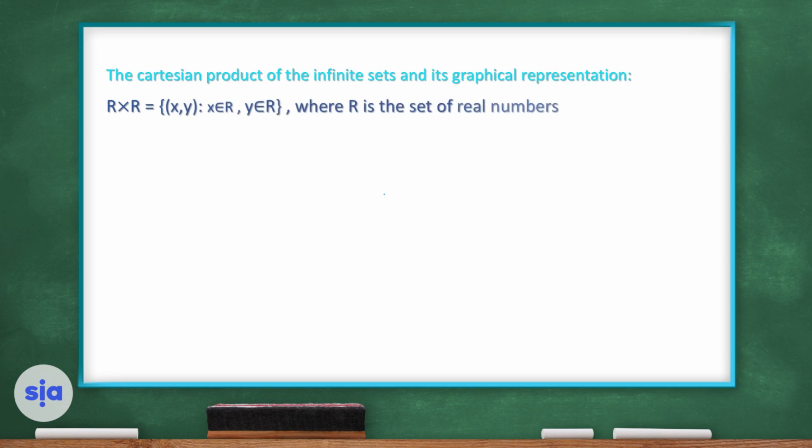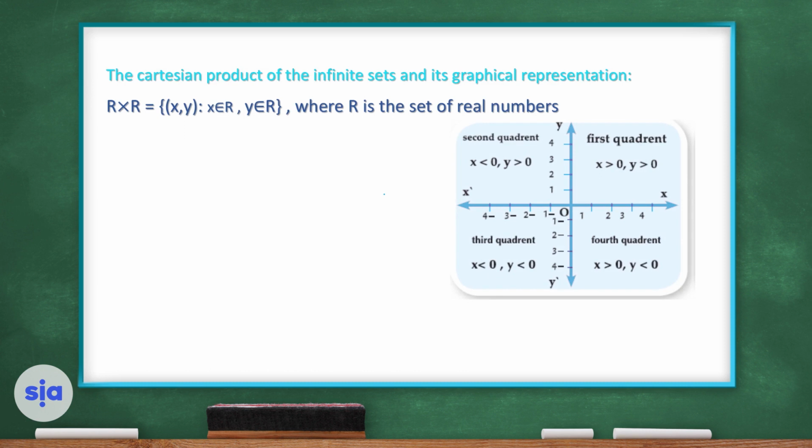R times R. R is real numbers. So here x belongs to real numbers, where y belongs to real numbers. Again, I'm repeating, what is R? R is the set of all real numbers. And here, this is the representation of the set of real numbers on the Cartesian plane.